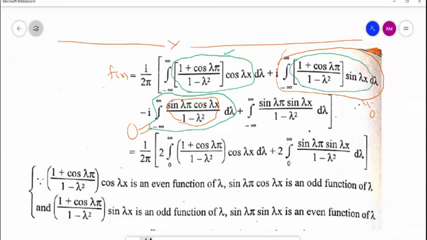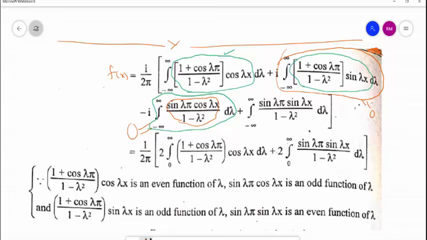Let us focus on the fourth term. Here the denominator is an even function of lambda, and in the numerator sin is an odd function, here also an odd function. The product of two odd functions is again an even function, that we know. So even upon even is even. So its integration will be 2 times the integration from 0 to infinity. So here we also get 2, here also we get 2, and limits are 0 to infinity. That's why we have to write it in this way.